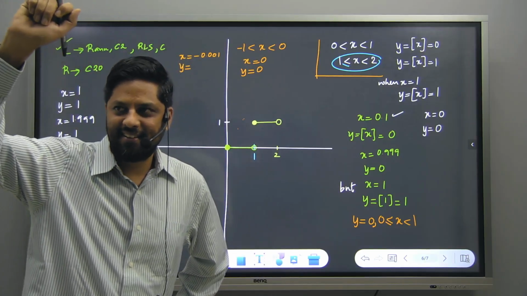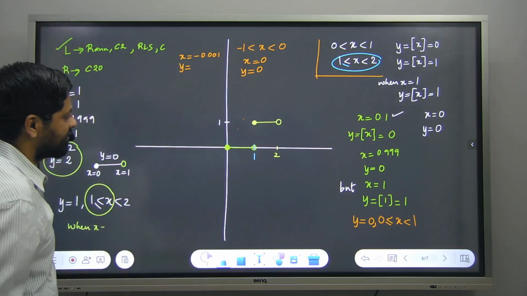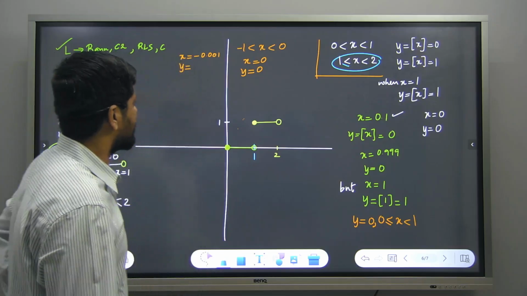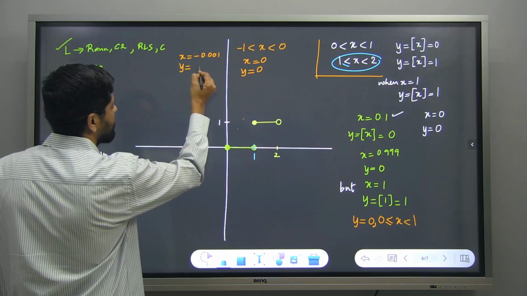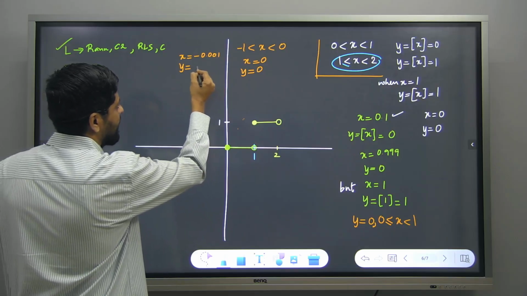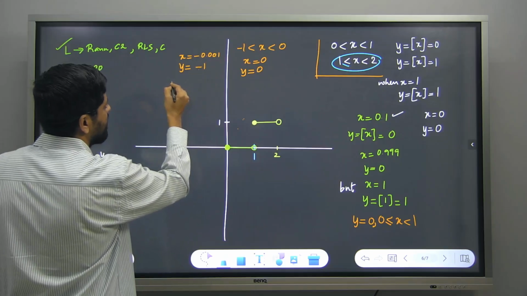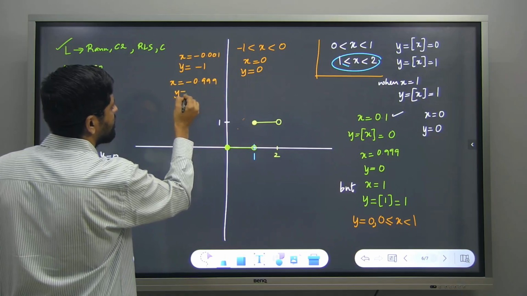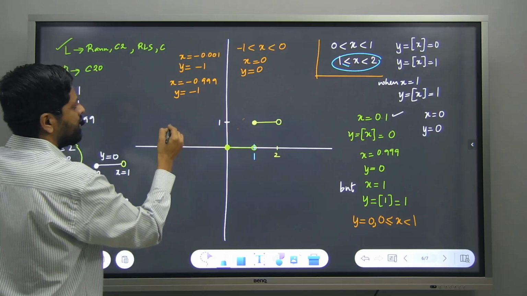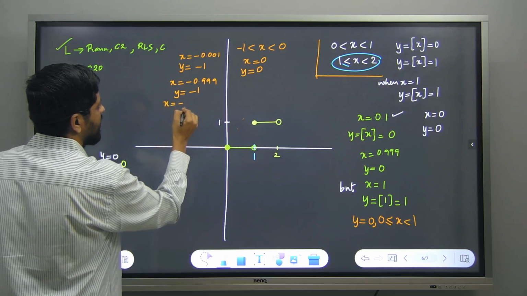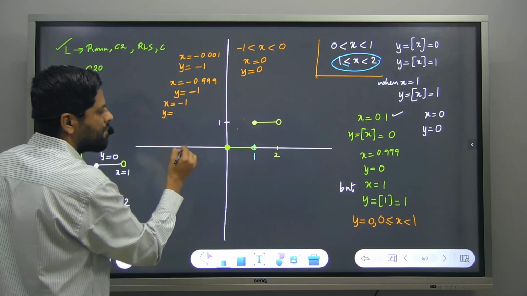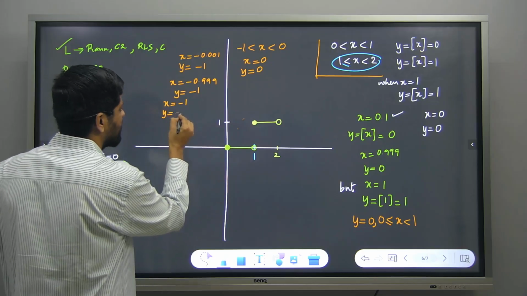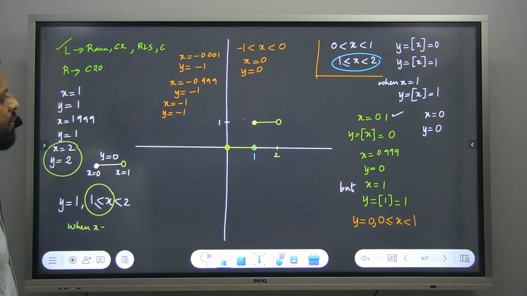Okay. Last point. When x is minus 0.001, what is the value of y? It is minus 1. When x is minus 0.999, what is the value of y? Minus 1. When x is minus 1, what is the value of y? It will be minus 1 only.